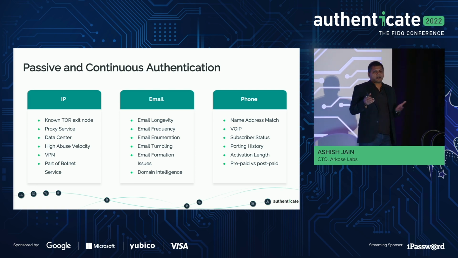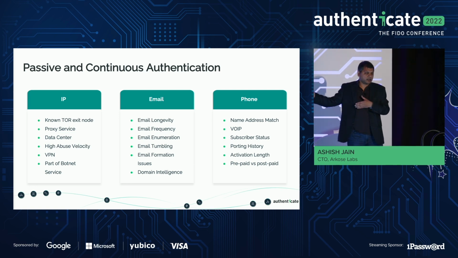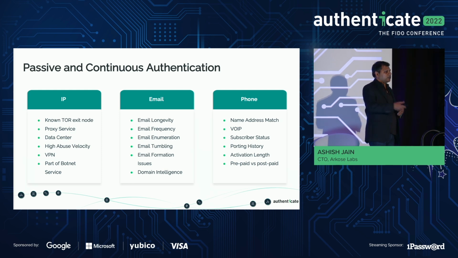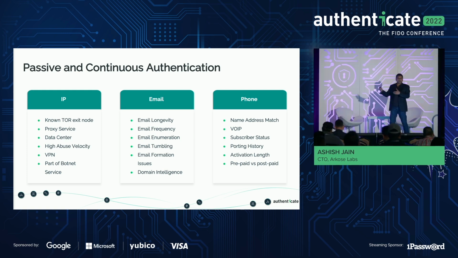There is no reason to get 100 registration requests from a data center. I get to know whether or not you're coming from a Tor exit node. Similarly, the moment you share my email, I can find out whether or not this is a burner domain. How long ago was this email created? Is there email tumbling or email enumeration involved, such as Ashish1, Ashish2, and Ashish3? All of that are signals to me that there is a fake account registration going on. I can do the same thing with phone number, whether or not it's a prepaid phone or a postpaid phone, whether or not this is a voice over IP phone. There are a bunch of signals I can get simply by looking at those passive signals.